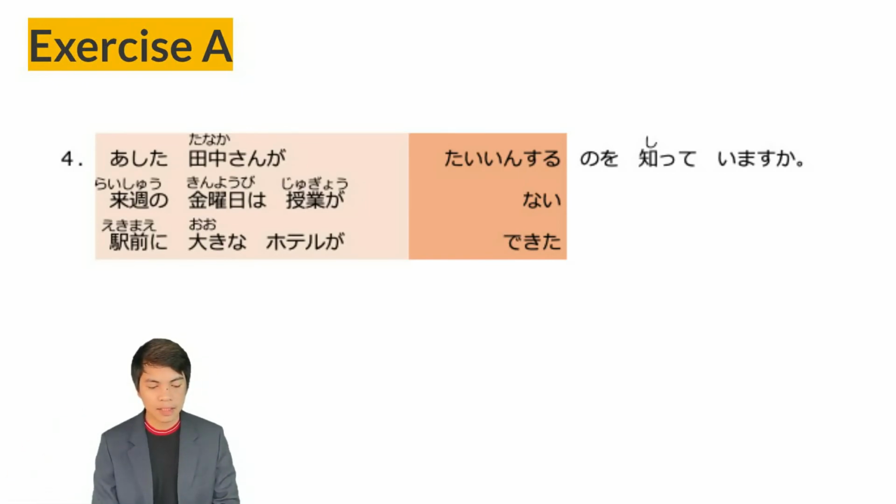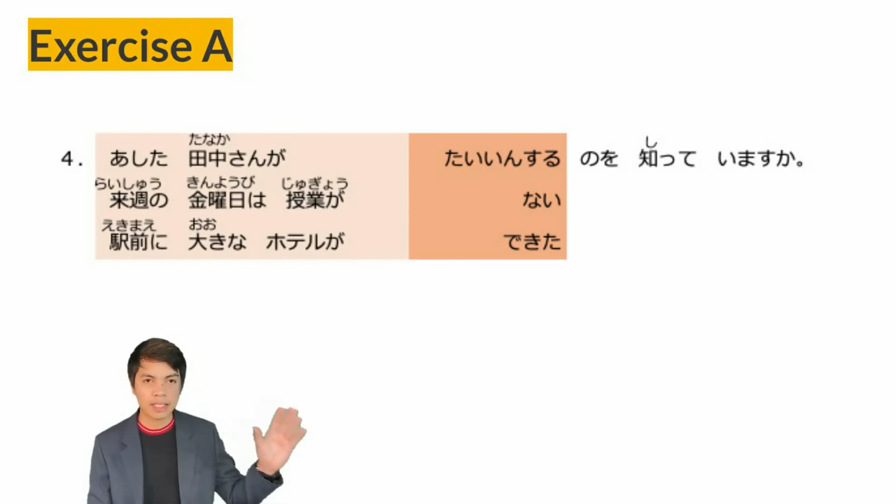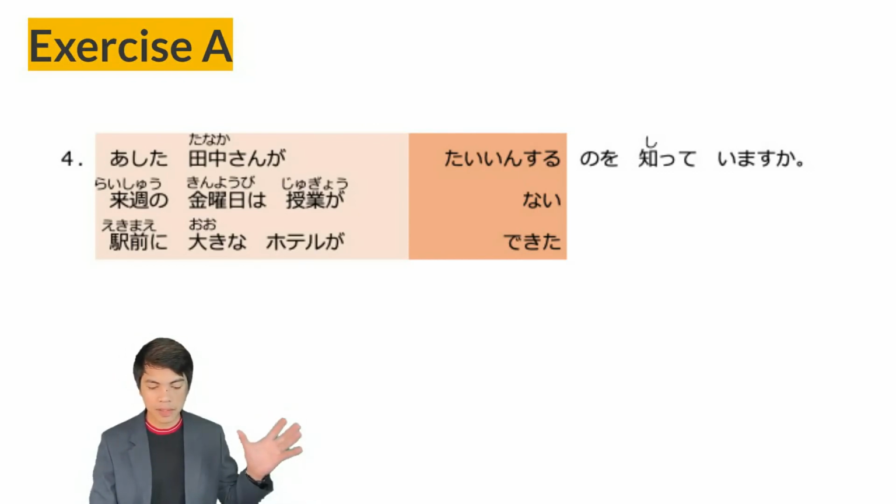Next line. Ekimae ni oki na hoteru ga dekita no o shite imasu ka? Do you know that there's a new big hotel at the front of the station? So, ekimae ni, at the front of the station. Oki na hoteru, a big hotel, ga dekita. Dekimashita. It means be created or be established. A big hotel was created in front of the station. No o shite imasu ka?